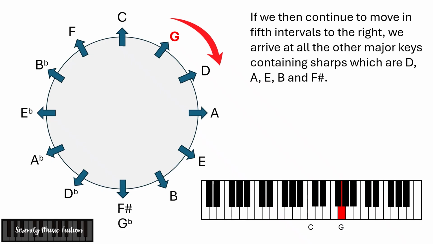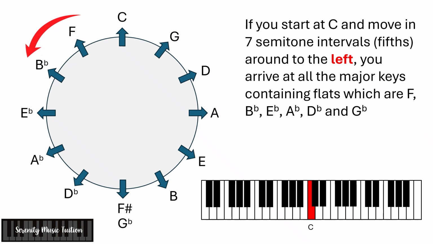If we then continue to move in fifth intervals to the right, we arrive at all the other major keys containing sharps, which are D, A, E, B and F sharp. The diagram shows the beginning of this pattern, moving from C to G to D to A. If you start at C and move in 7 semitone intervals or fifths around to the left, you arrive at all the major keys containing flats, which are F, B flat, E flat, A flat, D flat and G flat. The diagram shows the beginning of this pattern, moving from C to F to B flat and to E flat.